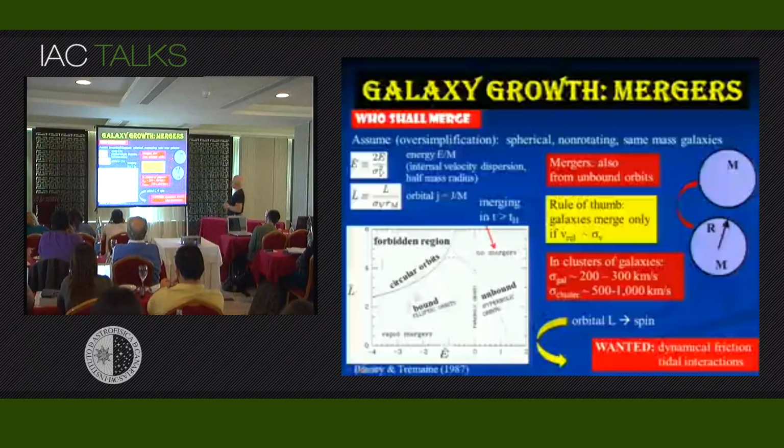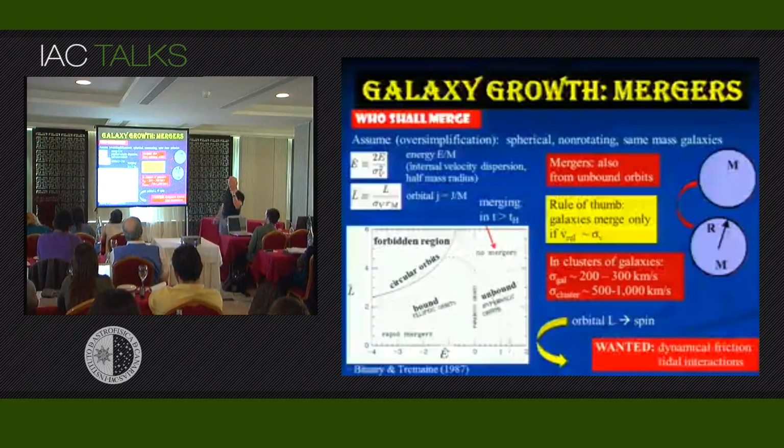It immediately outlines a forbidden region, which is bordered by the circular orbits. So galaxies cannot move here, at least merging galaxies. Anything to the left of this vertical line, which has binding energy 0, will be on elliptical orbits, and these will merge very efficiently and quickly.